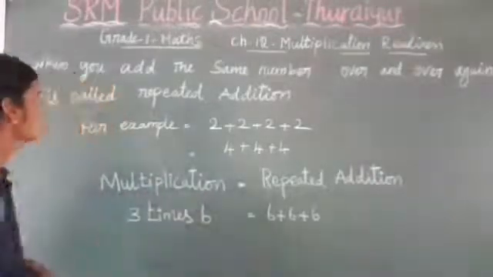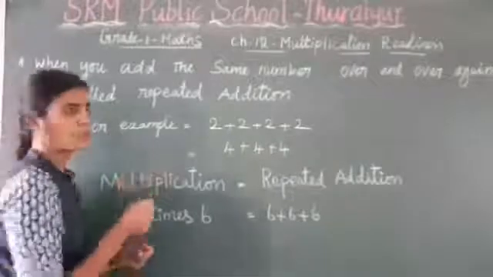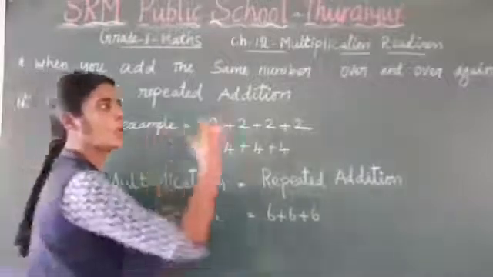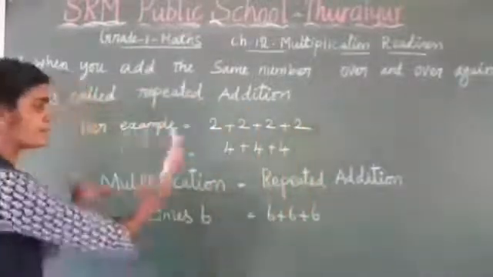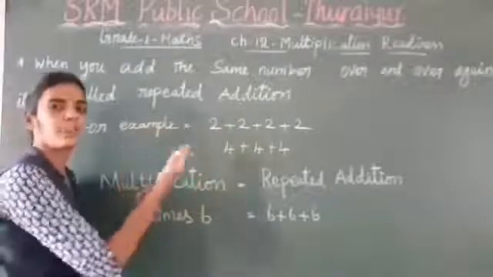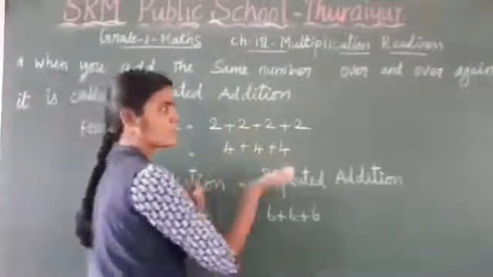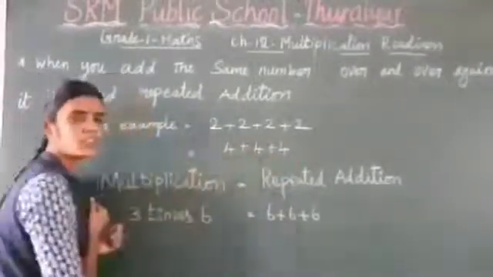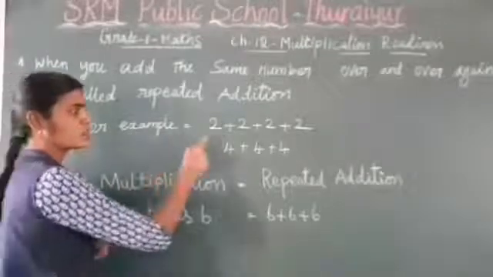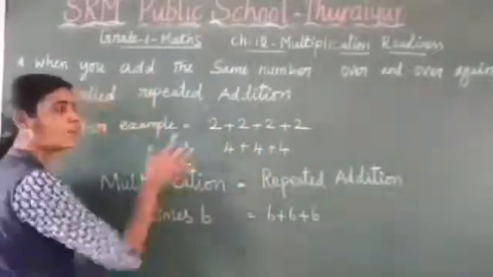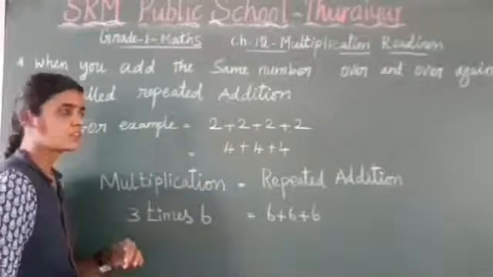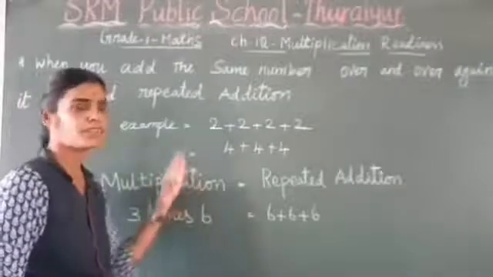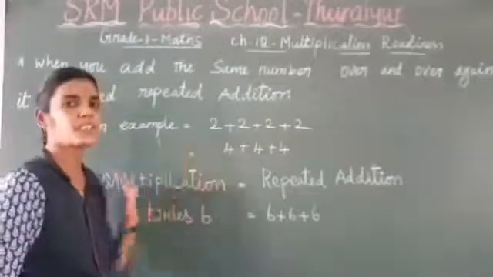See, first one. What is multiplication? Why are we using this? When you add the same number over and over again, the same number repeated again and again, it is called repeated addition. This only we call multiplication. How to make a multiplication using this repeated addition? For example, see here, this 2 is repeated again and again. How many times is it repeated? Yes, 4 times.